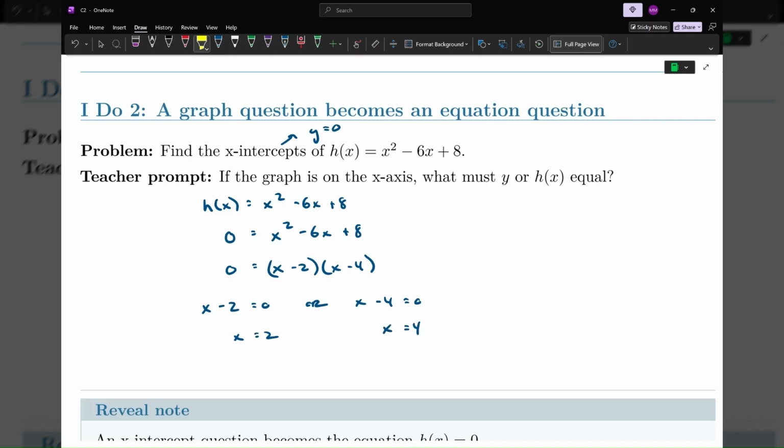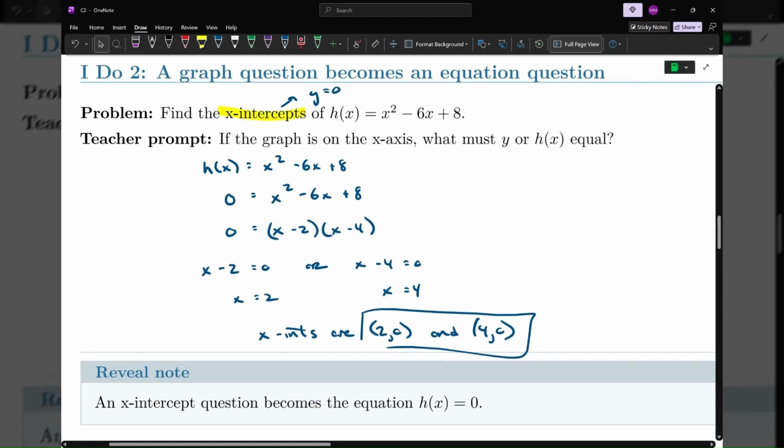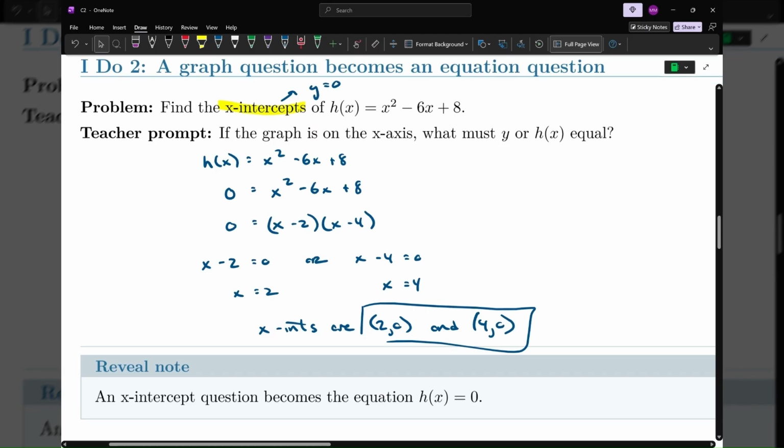Now this question specifically wanted the x-intercepts. I didn't care about the roots. So I need to say, okay, my x-intercepts are going to be (2, 0) and (4, 0), right? Make sure I include those coordinates, and that's it. So you can see an x-intercept question is just saying, hey, the output is ultimately going to be 0.